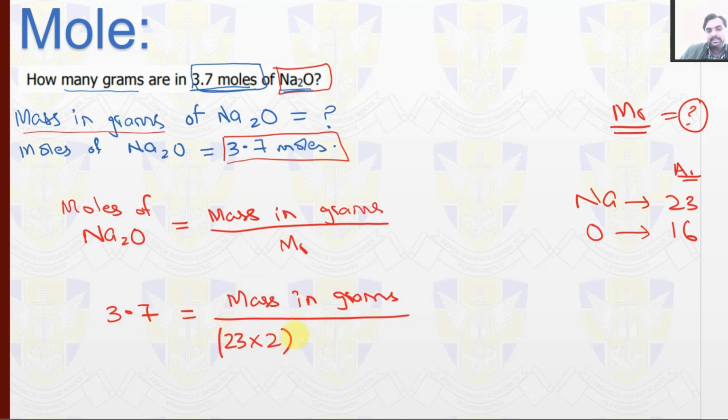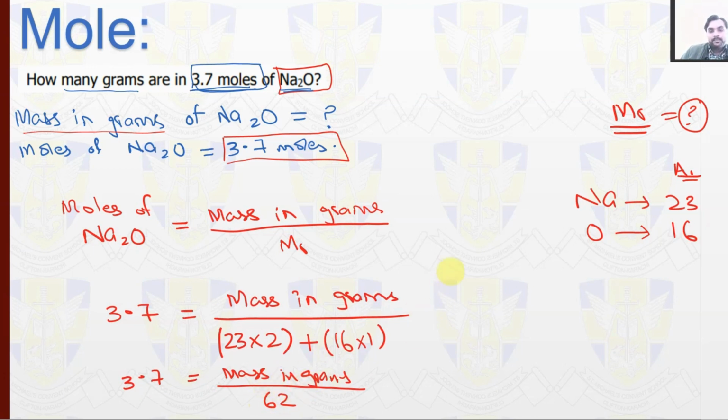Two sodiums are there, plus then you have oxygen, which is 16 multiplied by 1. Right? Now solve this. You would be getting 3.7 equals mass in grams divided by, now 23 multiplied by 2 becomes 46, and 46 plus 16 becomes 62. So in the denominator you are getting 62.